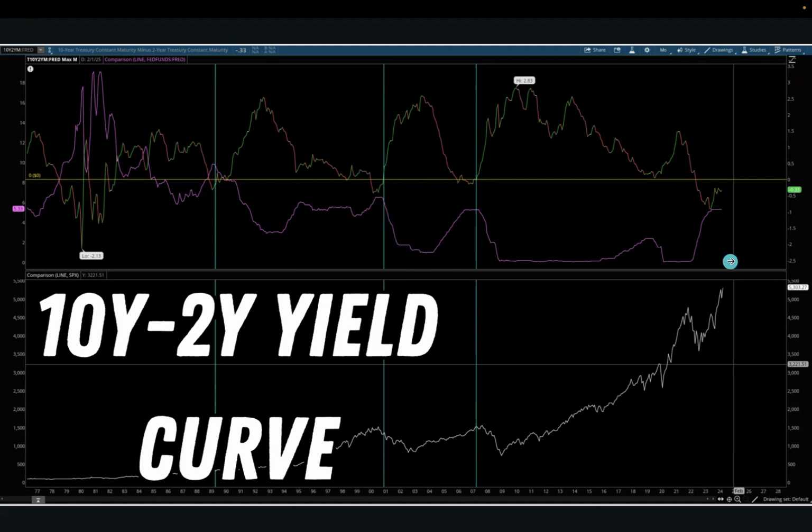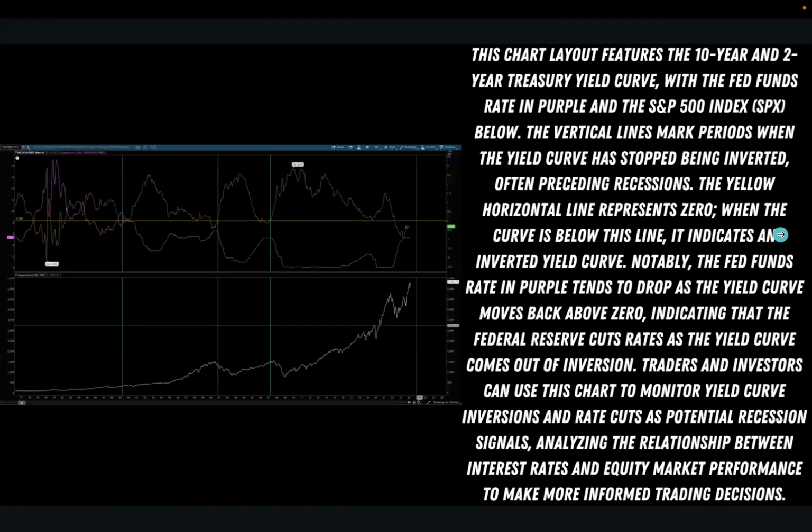And then we also know that lots of recessions have preceded, or come after, these yield curve uninversions. And we also know that the Fed typically, whenever they're cutting rates, it's because they're in fear of a recession and they're actually starting to try to stimulate the economy. So just a quick video on how I use this chart layout, why I like it so much, and how potentially you guys can use it as well.